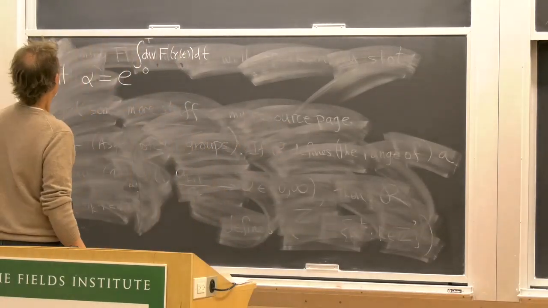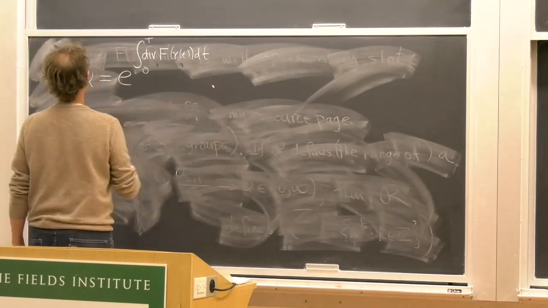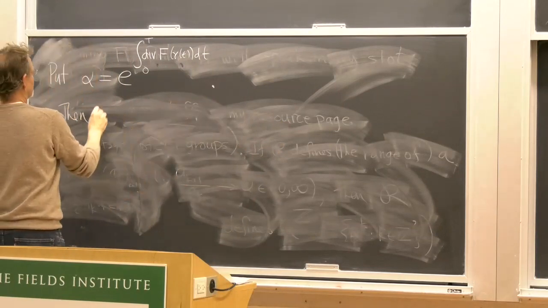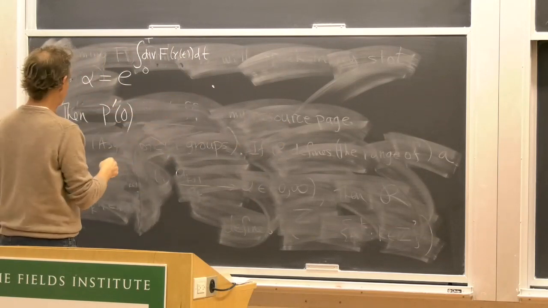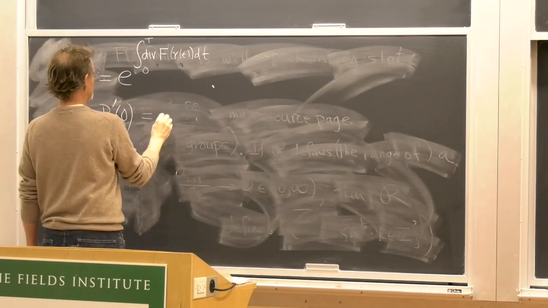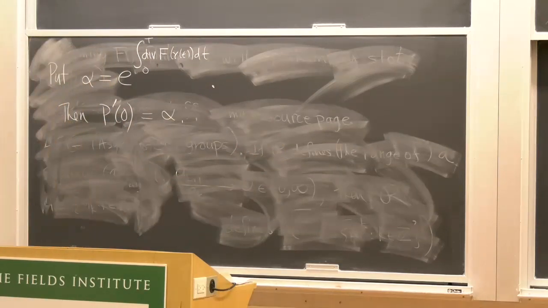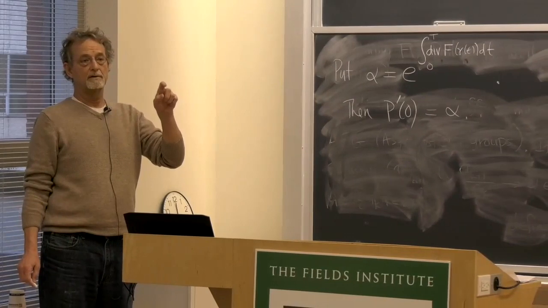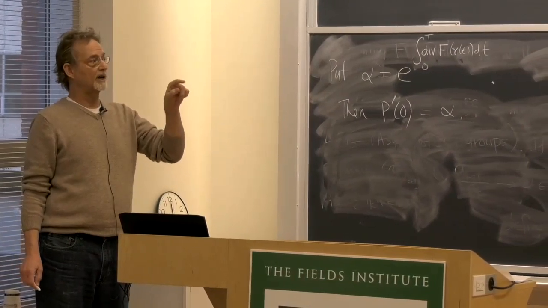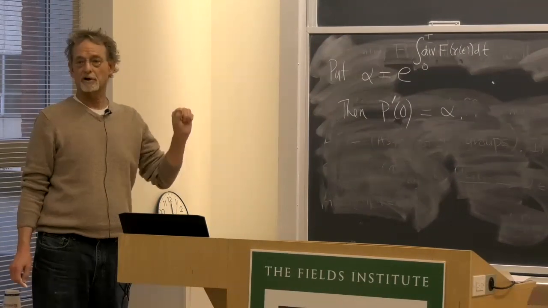Still, the nice thing here is that the derivative of the Poincare return map at 0, meaning where it's coming down to there, is equal to alpha. So the derivative is the exponential of the net accumulation of the divergence along the curve.